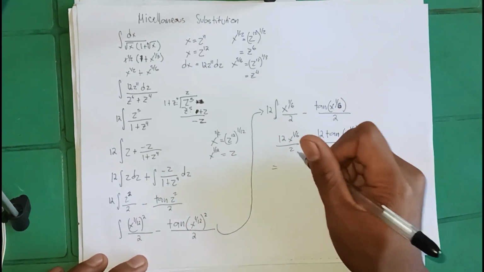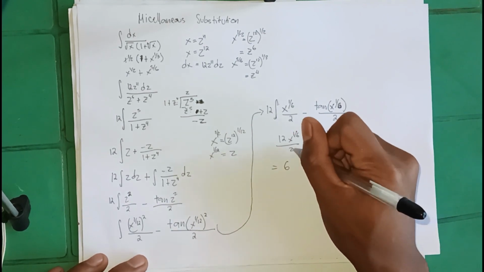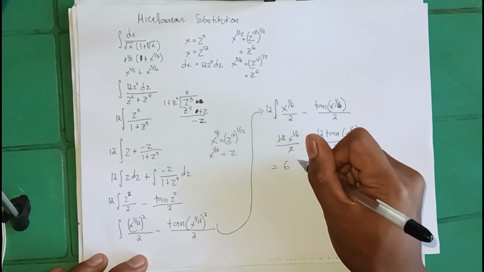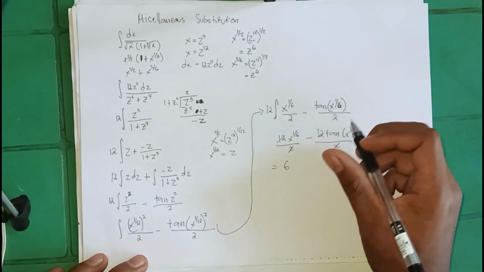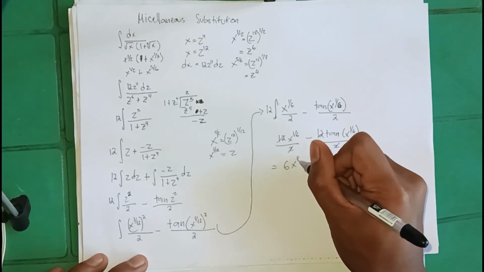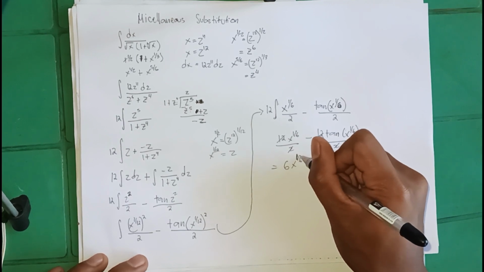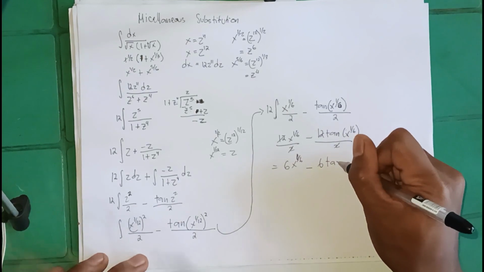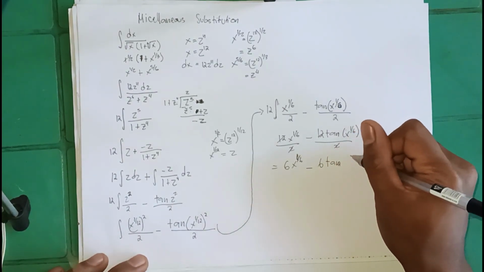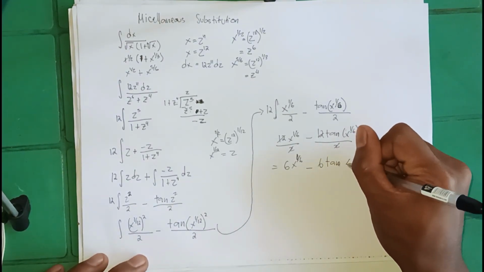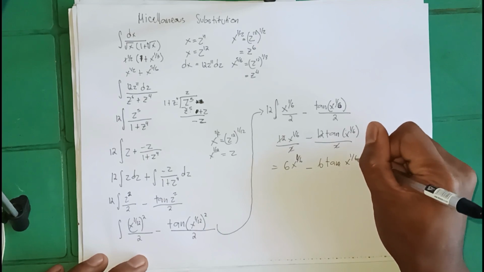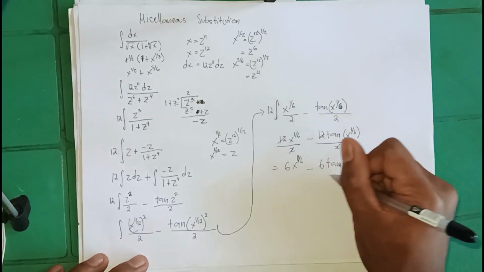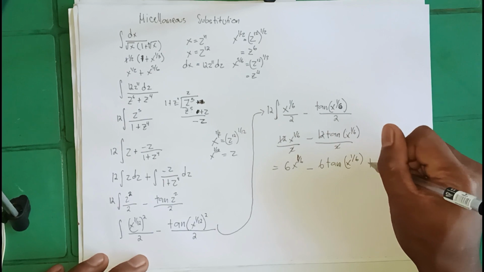So our final answer is 6 x to the 1 over 6 minus 6 tangent of x to the 1 over 6 plus c.